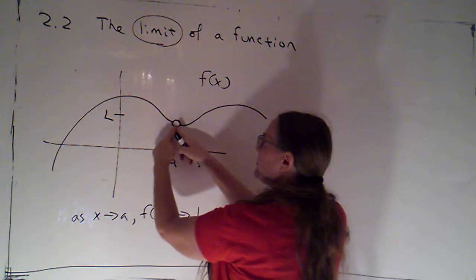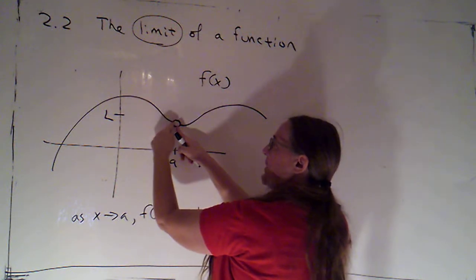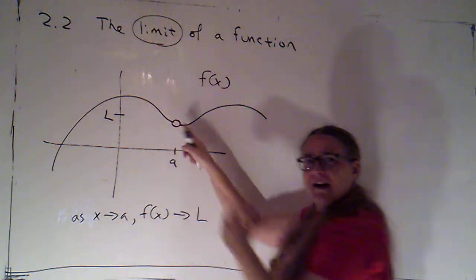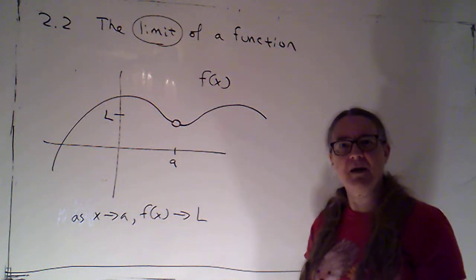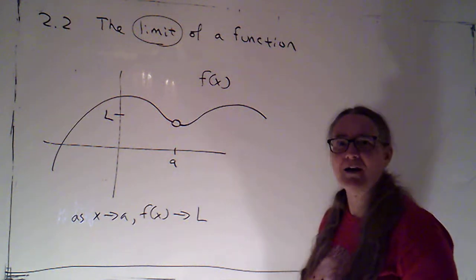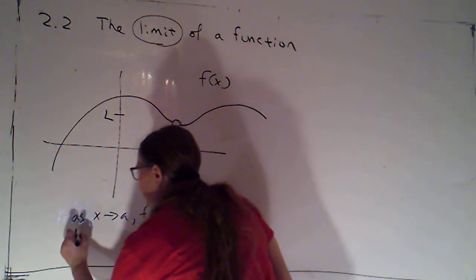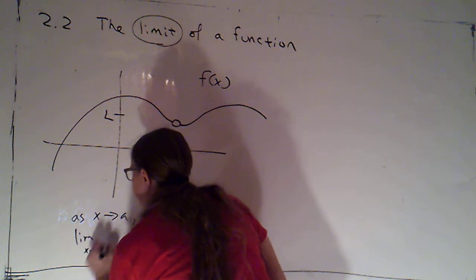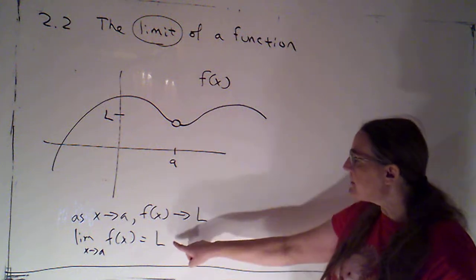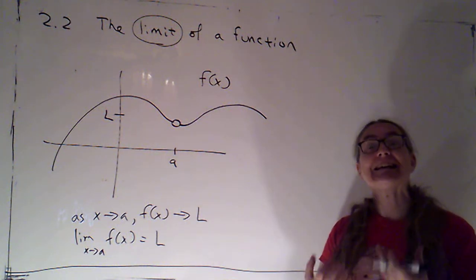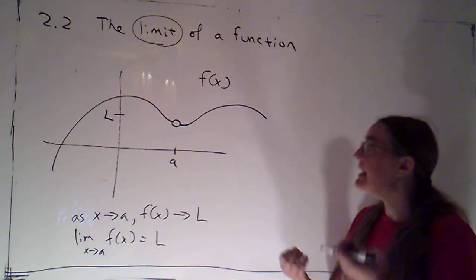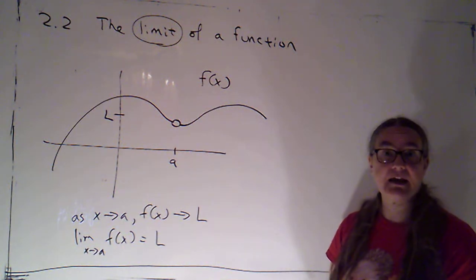If I follow the graph in, coming from either side, I'm kind of expecting there to be a point there. And the reason I'm expecting there to be a point there is because we're getting closer and closer and closer to that point. So the limit as x approaches a of f of x would equal L in this case. The limit is telling me what do I expect to get? What's the y value that I expect based on the nearby behavior?